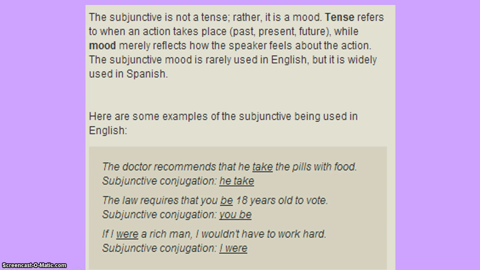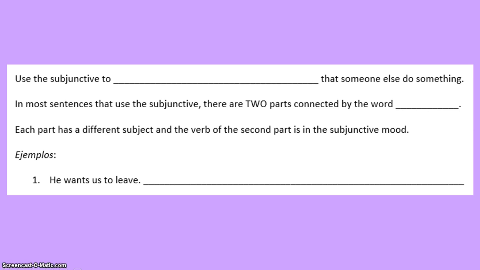Here are a couple more examples of the subjunctive in English. Let's take a look at the first one. The doctor recommends that he take the pills with food. So, we're going to be using the subjunctive to suggest that someone else do something. In most sentences that use the subjunctive, there are two parts connected by the word que. Each part has a different subject, and the verb of the second part is in the subjunctive mood. You're going to soon realize that the subjunctive mood is a lot like usted or ustedes commands.